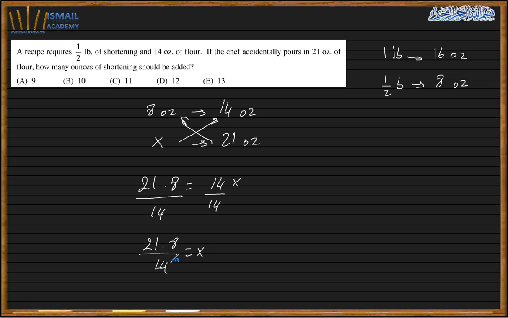Here if I cancel by 7, I get 2. This is going to be 3. And if I cancel here by 2, this will be 4. So X is 12. The answer is 12. You can still multiply and divide by 14, so it's your choice. But this is my way of evaluating, using division and multiplication at the same time.